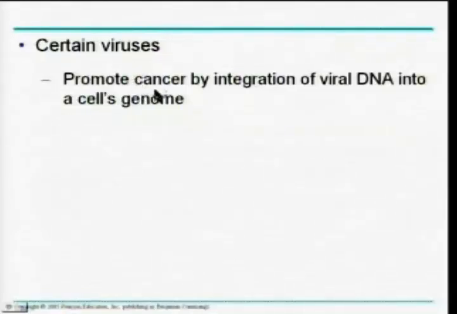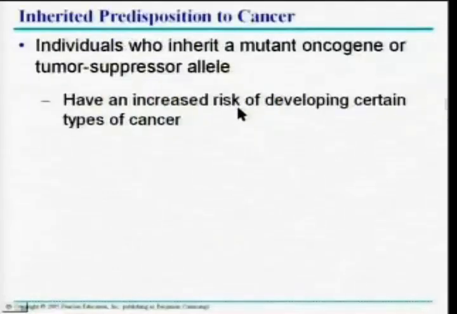Now, certain viruses promote cancer by integration of viral DNA into the cell's genome. So it can be troublesome just like that. And we've studied viruses. We understand how this integration of the viral DNA into the cell's genome occurs. Next, inherited predisposition to cancer is a topic to consider. Individuals who inherit a mutant oncogene or tumor suppressor allele have an increased risk of developing certain types of cancer.